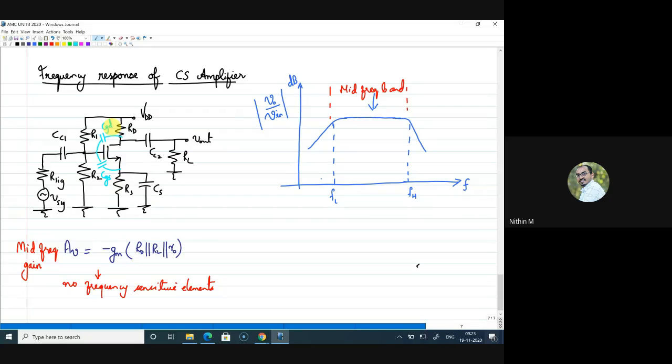Now let me tell you one thing. The reason for including all the capacitors here is just to study the frequency response. So you are clear that in the mid frequency band we did not consider any capacitor. I'll explain very shortly how we can neglect the capacitors in the mid frequency band. Now if you look at the circuit diagram and the frequency response, you can see that at low frequency there is a fall, and at high frequency there is a fall. Now, let me explain one by one.